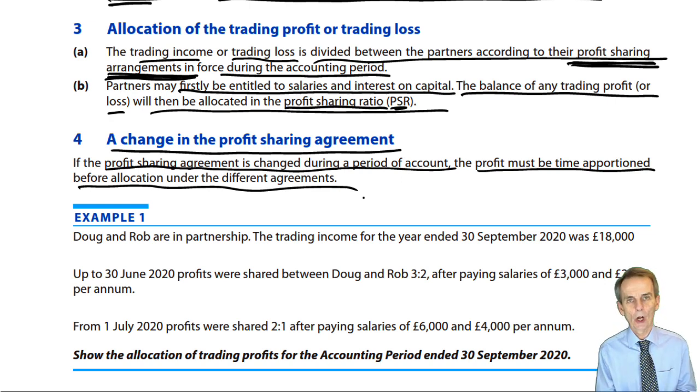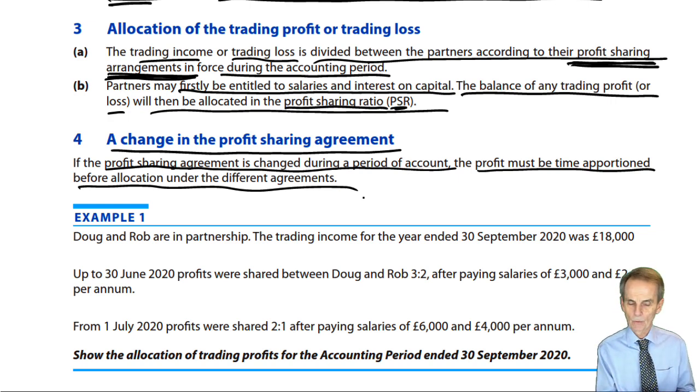Because salaries are per annum. Interest on capital, you're not going to work out now the full annual interest. It has to be time apportioned. So you need to look at how many months the partnership profit was split according to the old agreement. And if that old agreement was, say, 9 months, and there were salaries credited to partners, those are annual salaries. So you'd only take 9/12 of those annual salaries and credit them now to each respective partner.